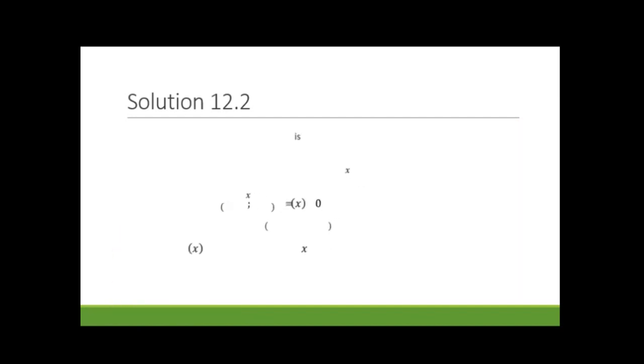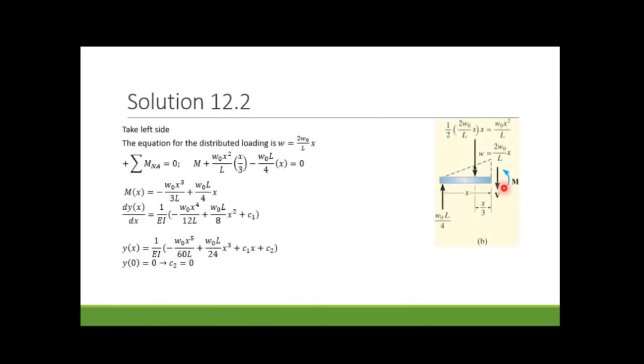After finding the support reactions, we can take any part of the beam and find the moment function, and the moment function is equal to omega 0 x cubed divided by 3L, minus omega 0 L divided by 4 times x. With one more integration, we can find the C1 coefficient, and with one more integration of this, we can obtain the elastic curve function. We have two integration constants. Now we will start applying the boundary conditions.